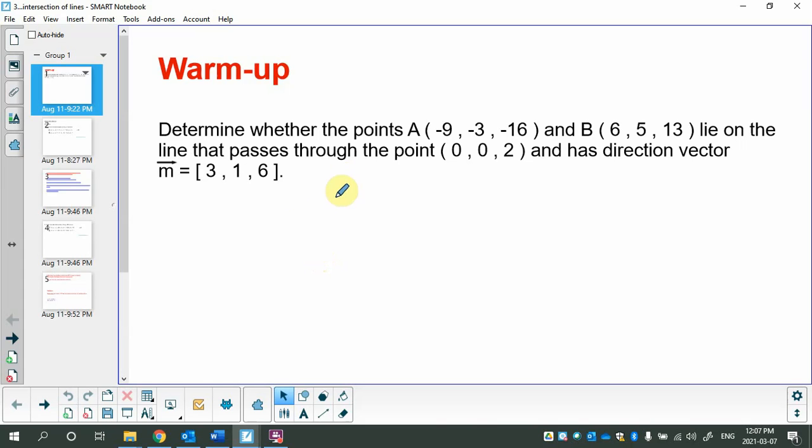So the question reads: determine whether the points A(-9, -3, -16) and B(6, 5, 13) lie on the line that passes through the point (0, 0, 2) and has direction vector with components 3, 1, and 6.